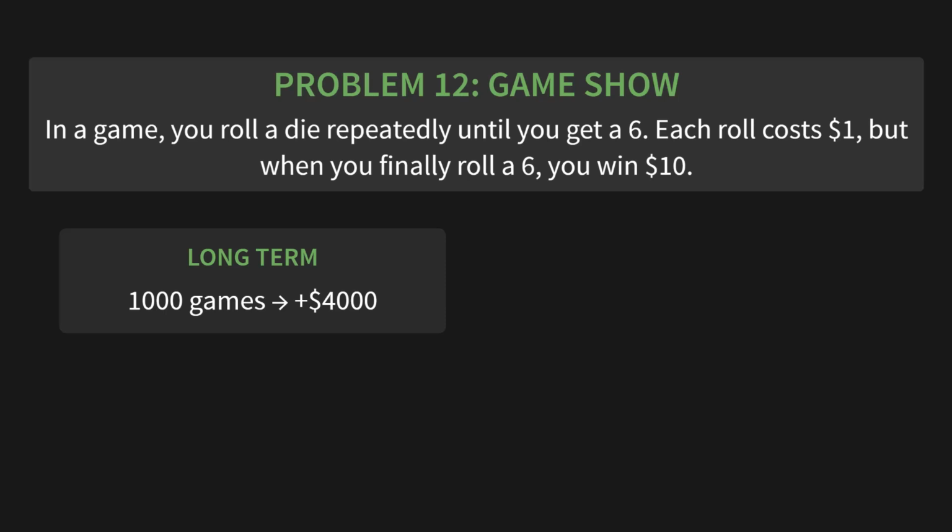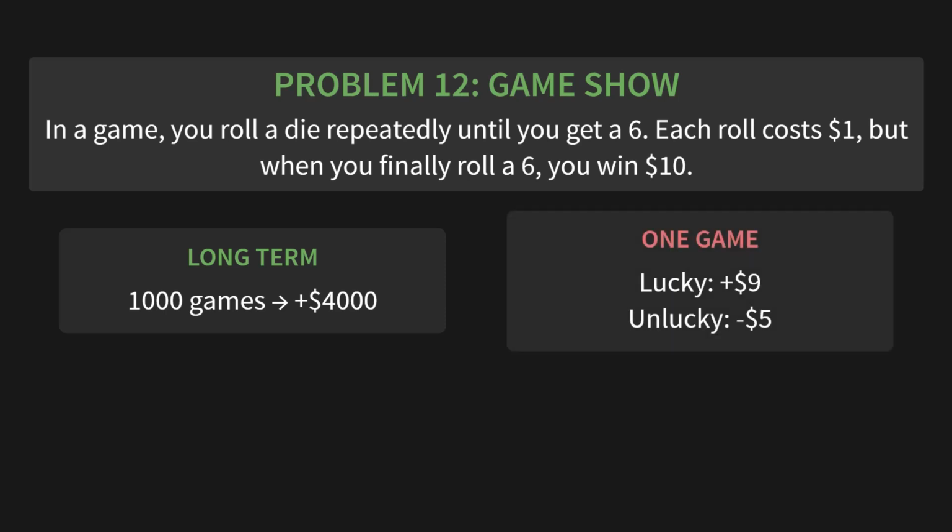Most casino games, the house has the edge. Negative expected value. You lose money long term. But this game, you have the edge. $4 expected profit per game.